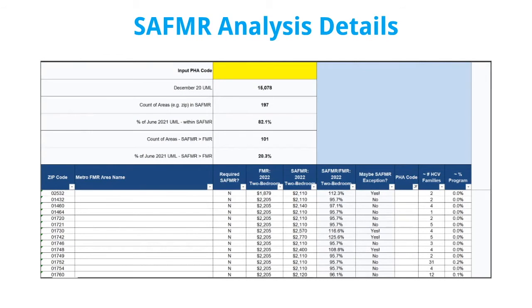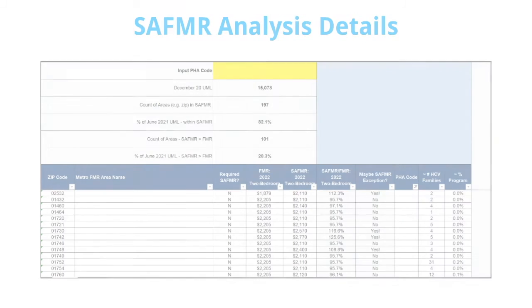A table with more detailed information of fair market rent and small area FMR comparisons and HCV family data is opened for the user to analyze and use as a resource for potential policy updates. Your HUD field office can provide assistance with any questions.